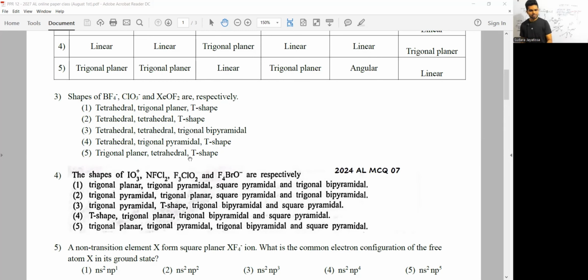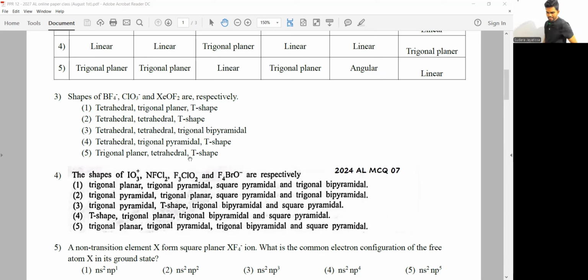Okay, it is the past paper MCQ. It is from 2024, the latest A-level paper. Right, so now let's do the third MCQ. Can you please tell me what is the answer you got for the third MCQ?